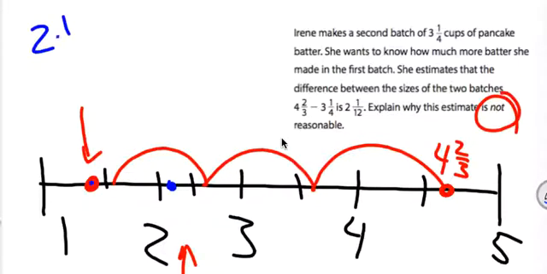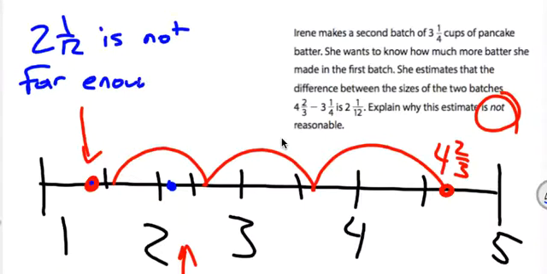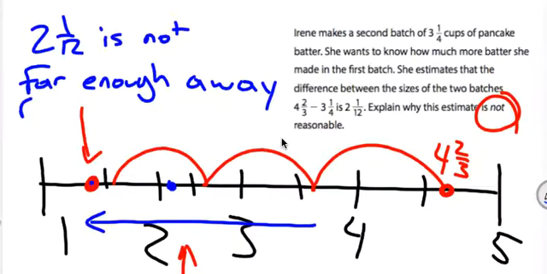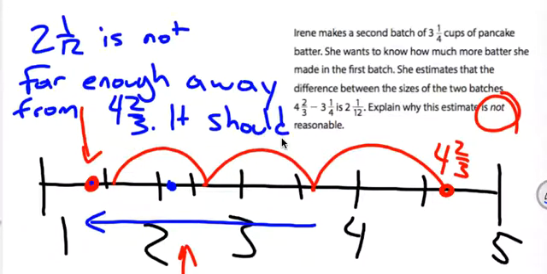So 2 1/12 is not far enough away. That would be to the left from 4 2/3. Period. It should be, and then you try and name where this is. This is 2. This is 1 1/2. It should be less than 1 1/2.